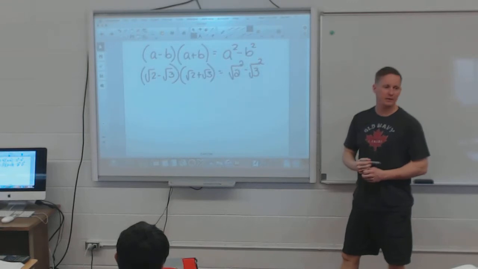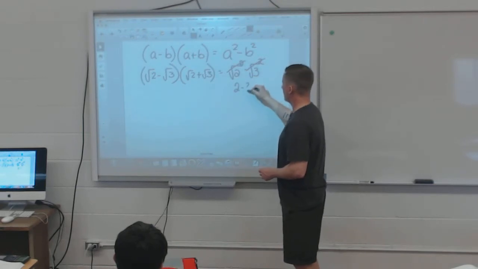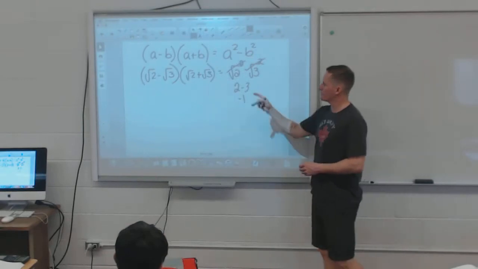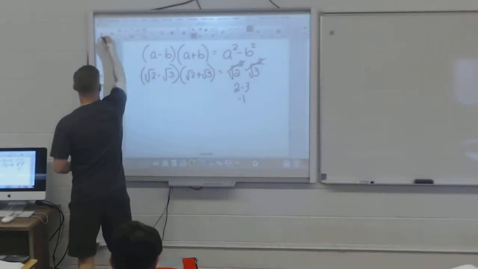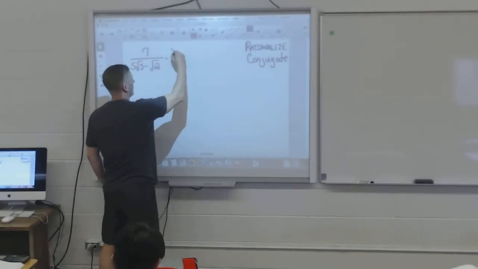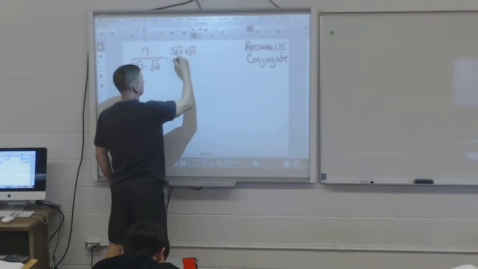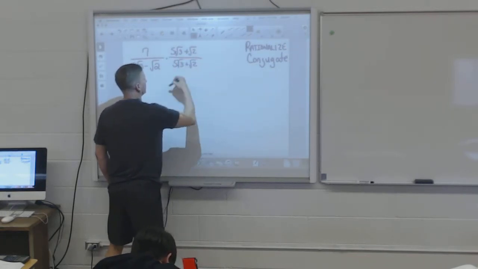What happens with those squares and square root values? They cancel out. So what am I left with? 2 subtract 3, which is -1. Right. So this is why I multiply by what we call the conjugate. So now I'm going to multiply the top by 5 root 3 plus root 2, and 5 root 3 plus root 2 on the bottom.